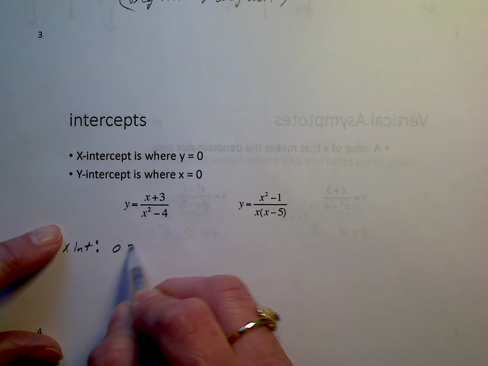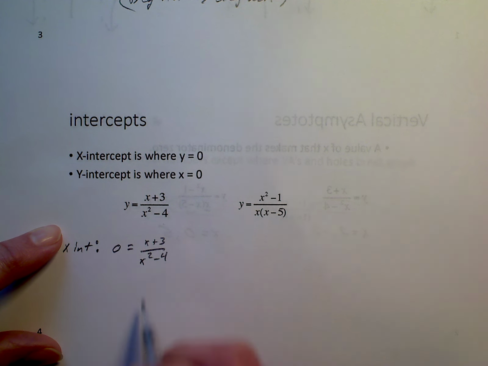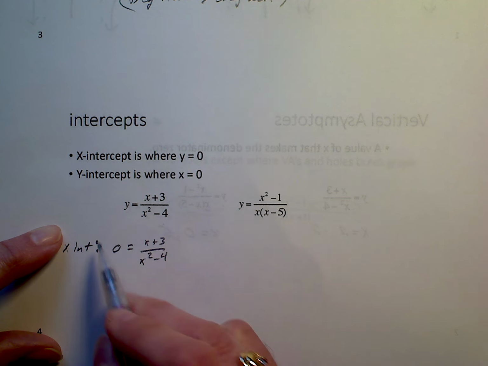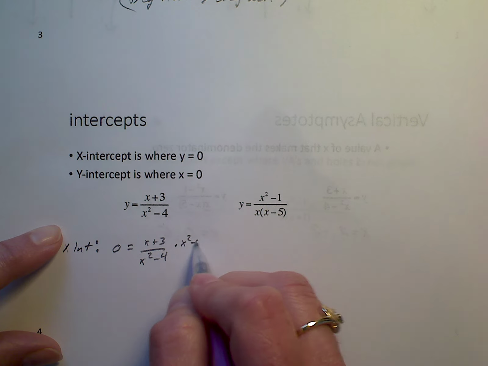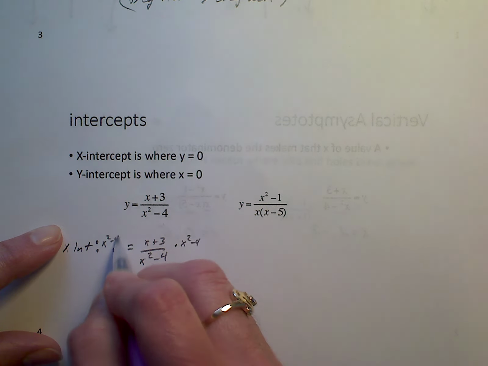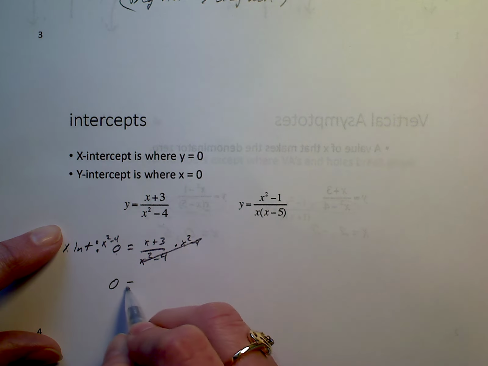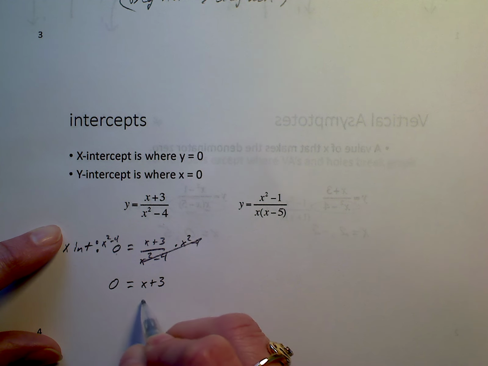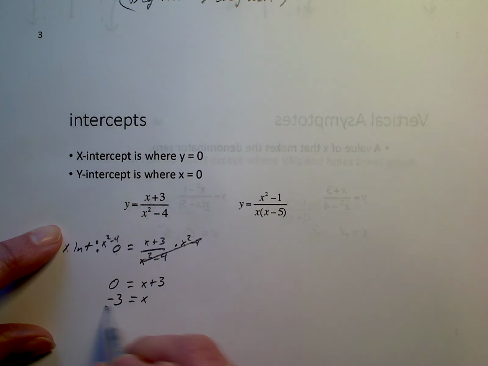So I put y equals 0. If I want to solve this thing, I need to multiply both sides by the denominator so it will cancel out and go away. Boom, gone. 0 times that is still 0. Solve by subtracting 3. This is the x-intercept.